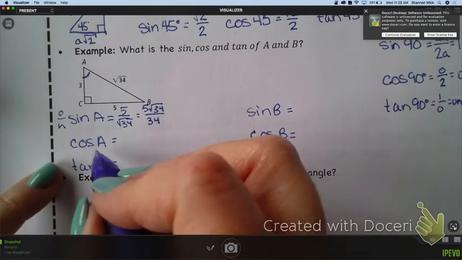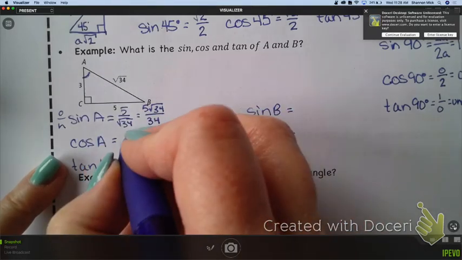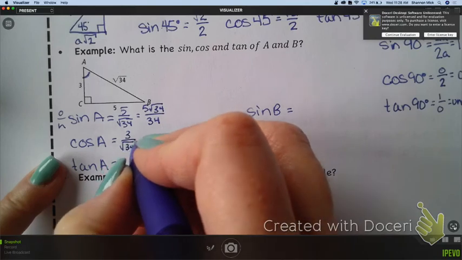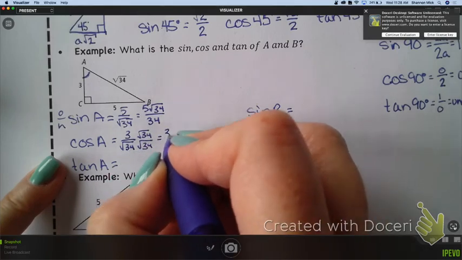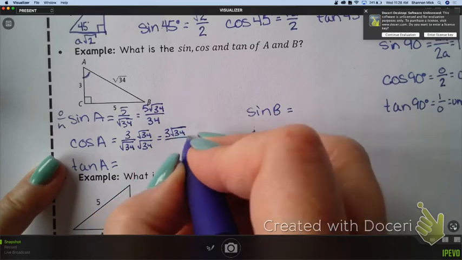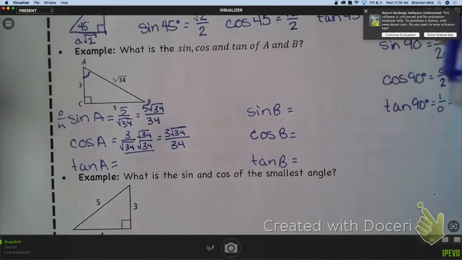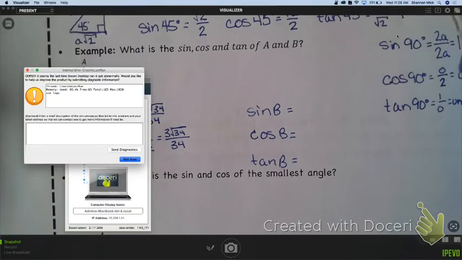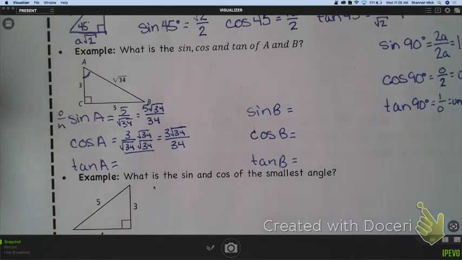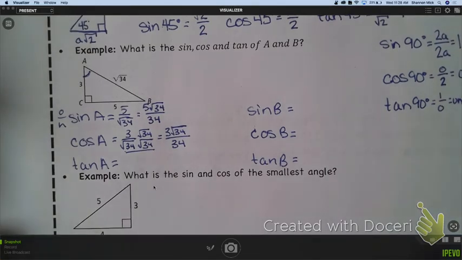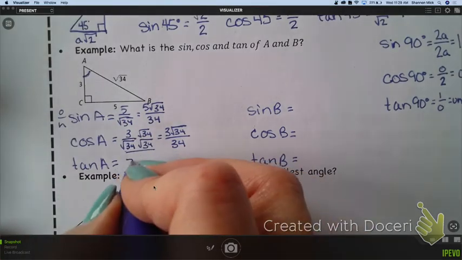Okay, so cosine of A, adjacent to A is 3. So 3 over square root of 34, and I'll do this one out so we can see it. So square root of 34 times the square root of 34, and then 3 square root of 34. And this is always just going to come out to be what? Just the same, right? So 34. Okay, tangent of A. Opposite of A is 5, adjacent is 3. So it's 5 thirds.